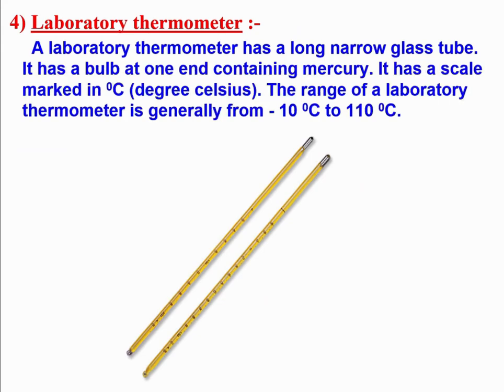Laboratory thermometer. A laboratory thermometer has a long, narrow glass tube. It has a bulb at one end containing mercury. It has a scale marked in degrees Celsius. The range of a laboratory thermometer is generally from -10 degrees Celsius to 110 degrees Celsius.